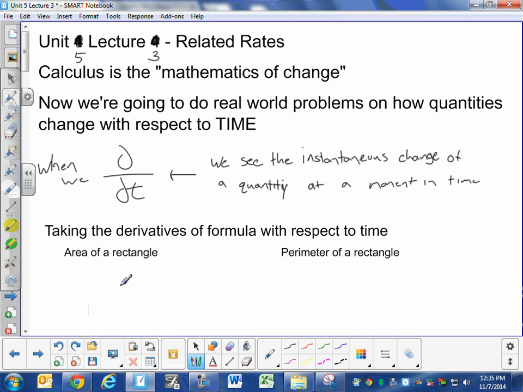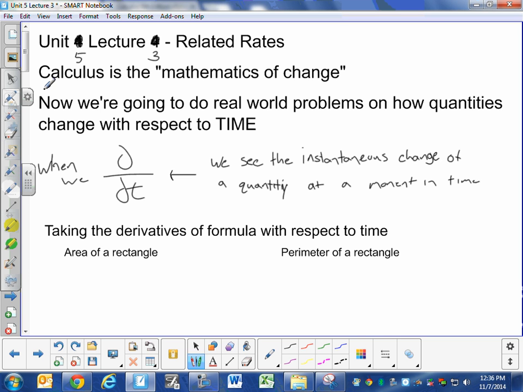Last lesson. Toughest lesson, most rewarding lesson. When we take the derivative with respect to time, instead of dy/dx, which is tangent slopes, we're going to find the change of something, a quantity, whether it's area, x, y, d, whatever. We'll find how that thing is changing at a specific moment in time.